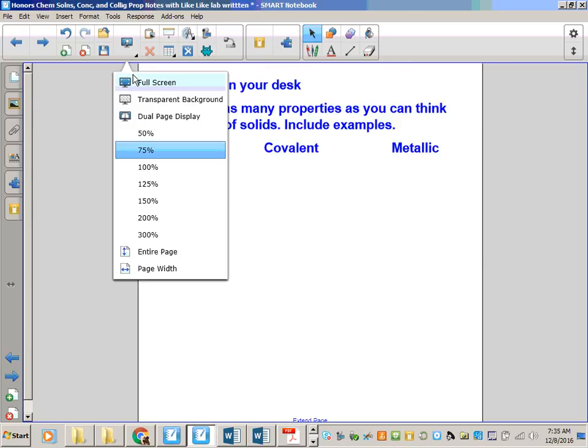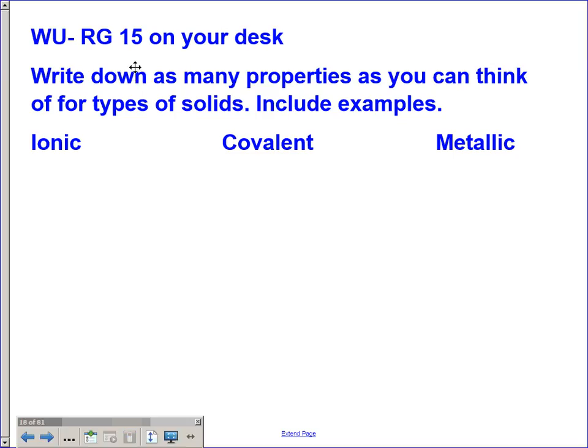Before I do that, sorry, I did have this third warm-up. I'm going to ask for a couple of people to shout out some answers for different types of properties or examples that you remember from ionic, metallic, and covalent. So right now at your table, come up with at least 5 things. You can go anywhere on the chart. Talk.